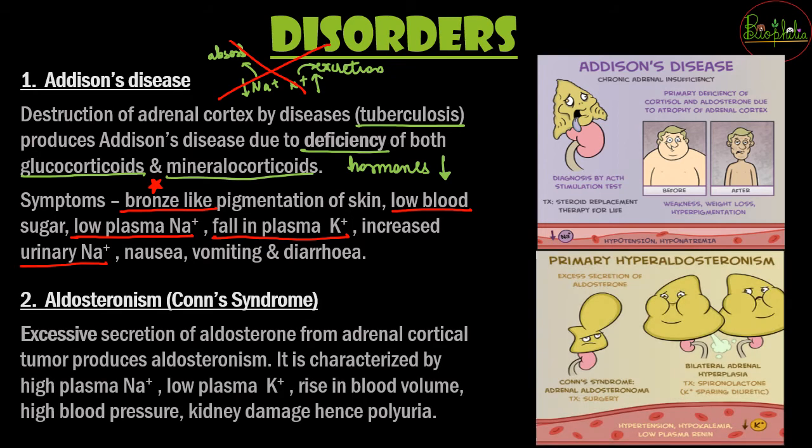Second जो है, it is called as aldosteroidism, which is also having a second name, that is Conn's syndrome. So this is going to be because of excessive secretion of aldosterone. So excessive secretion है यानी hormones ज़्यादा release हो रहे हैं. It is going to be a case of hyper secretion. So once there is going to be excessive secretion of aldosterone, so aldosterone क्या है? It is going to be a mineralocorticoid.